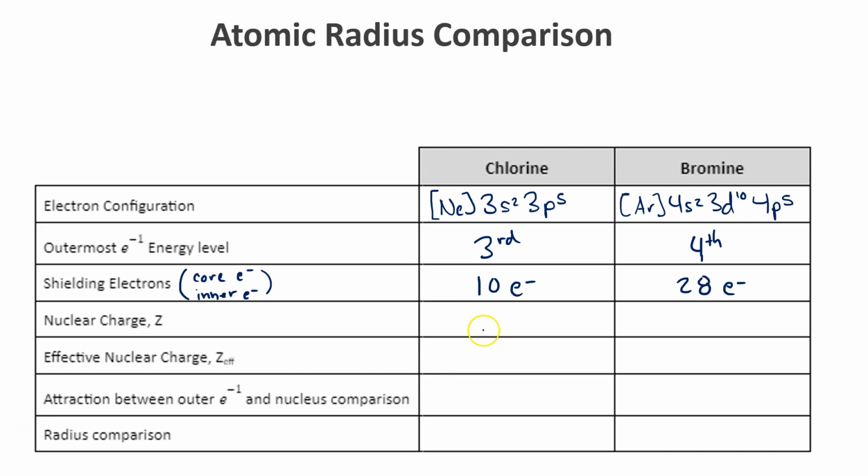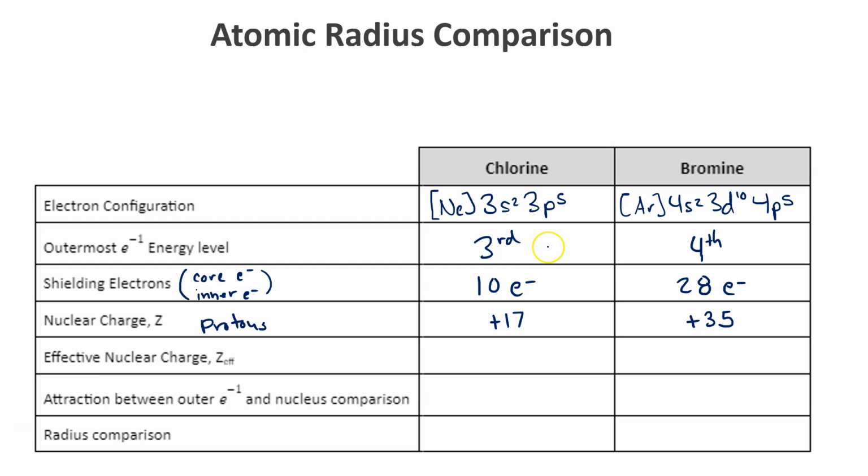The next thing we need to know is the comparison in nuclear charge between these two atoms. That's pretty simply found by just looking up the number of protons that each atom has. Chlorine, of course, has 17 protons. That means its nucleus has a charge of plus 17. Bromine has 35 protons. That means its nucleus has a charge of plus 35.